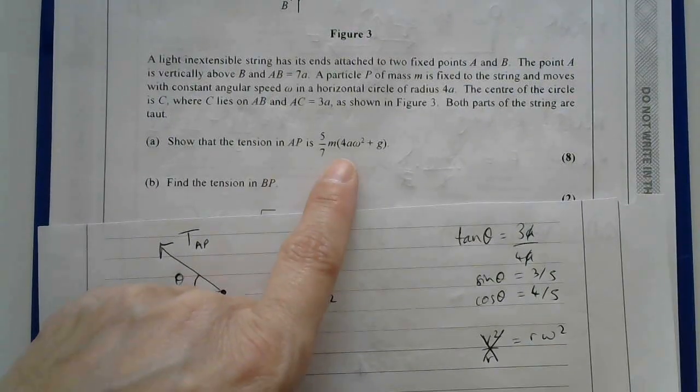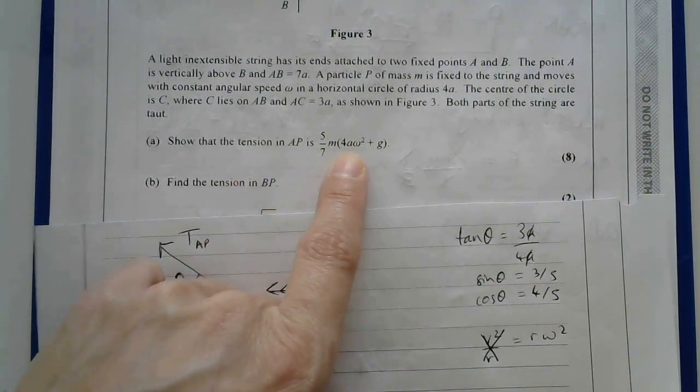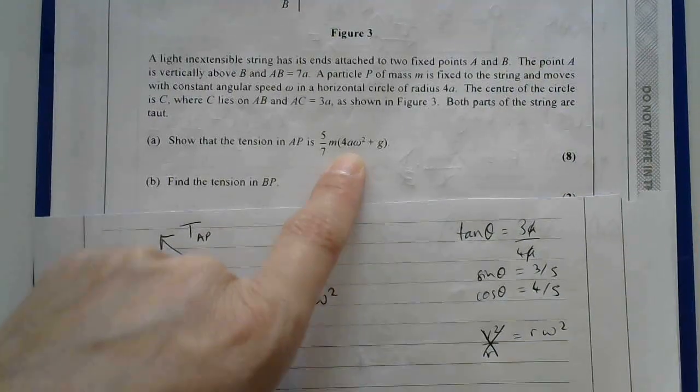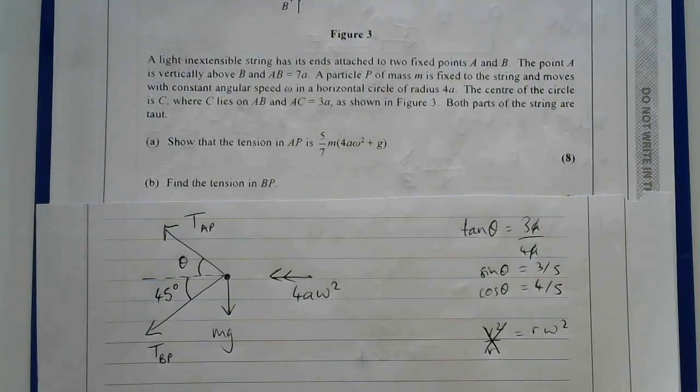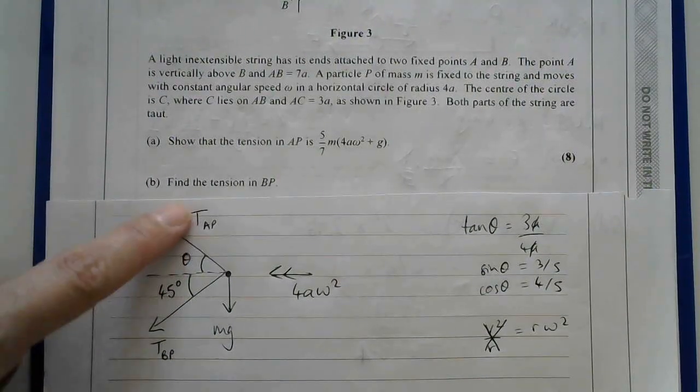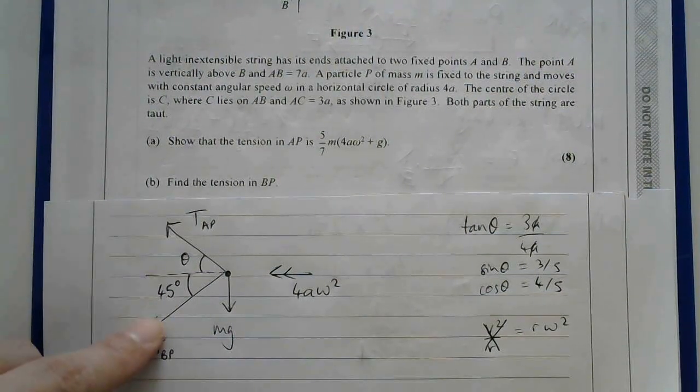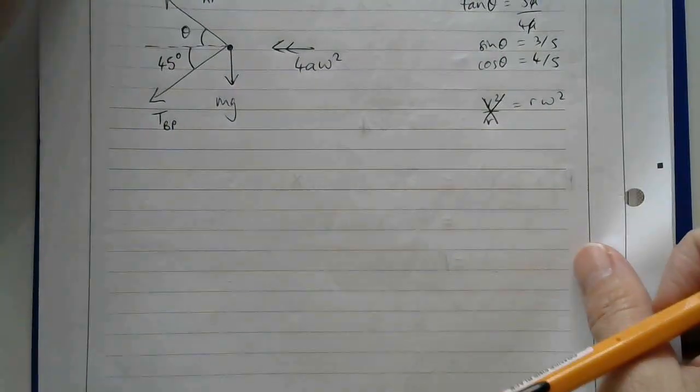And then I can see that this tension is written in terms of a, omega, m, and g. So I need to eliminate these two tensions.